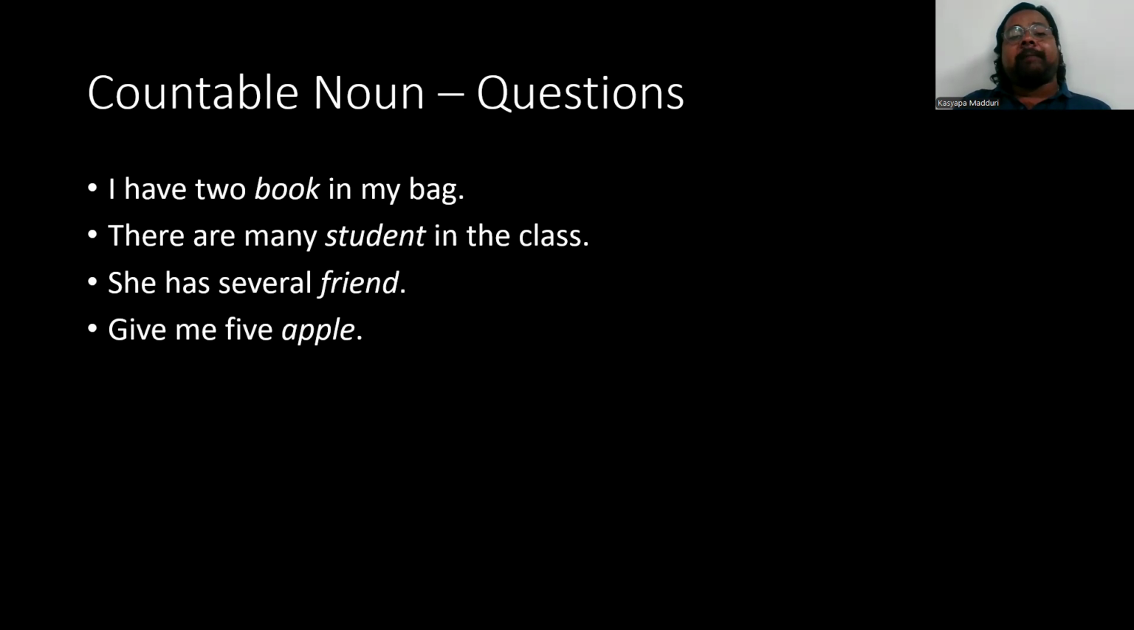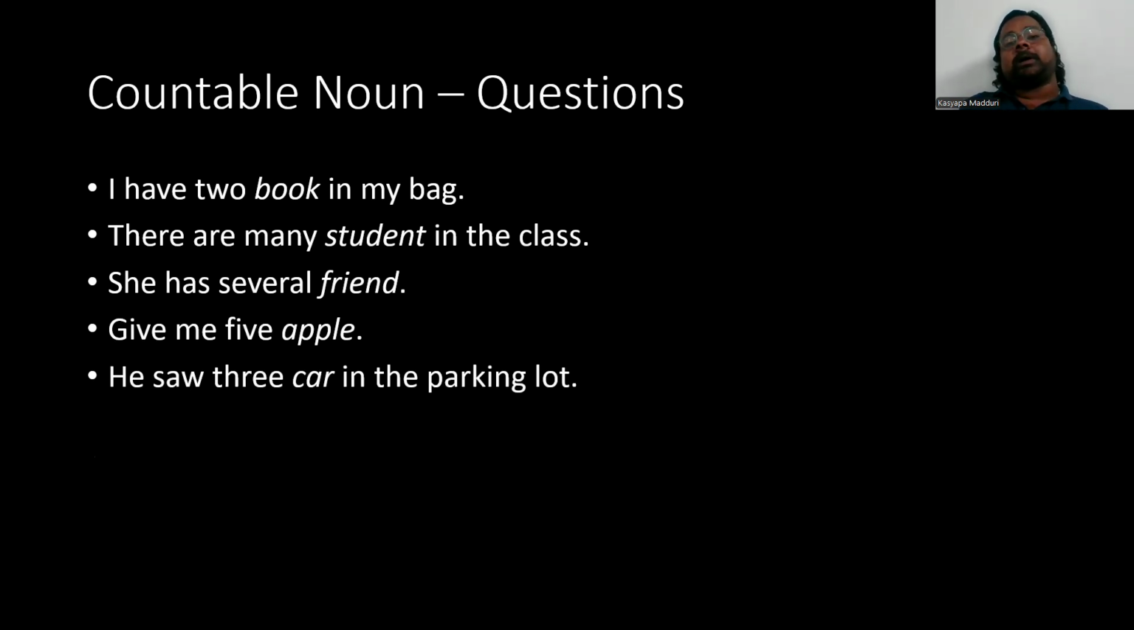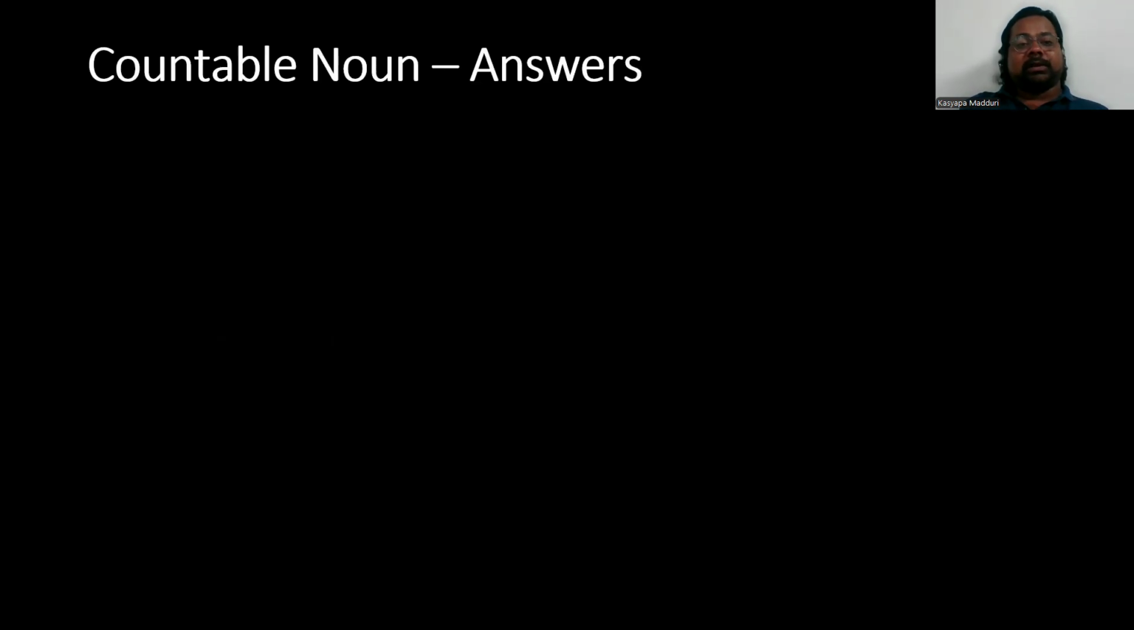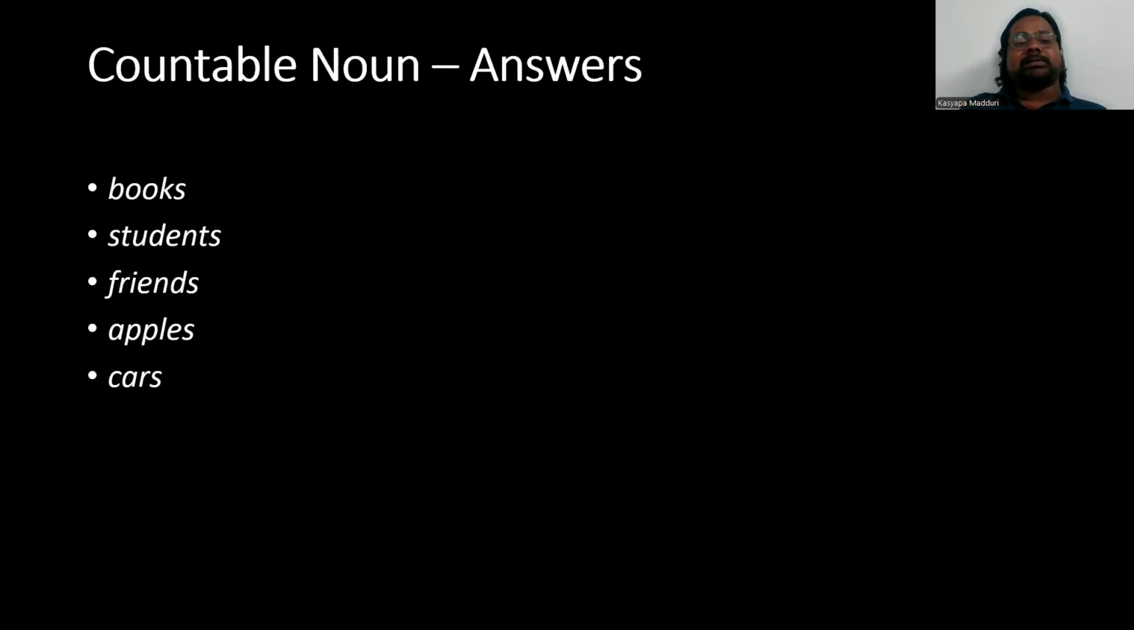Next, give me 5 apples. Please give me 5 apples. He saw 3 cars in the parking lot. 3 cars in the parking lot. Okay. Books, students, friends, apples, cars.